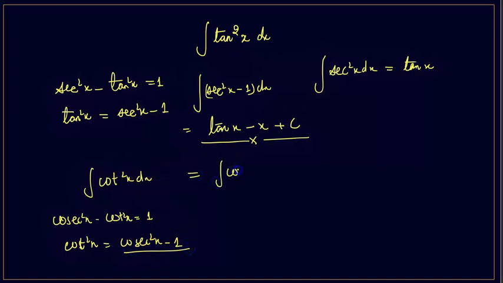So here you will write cosec square x minus 1, and here you will write dx. Okay, use the same formula and you will get the answer of these two questions.